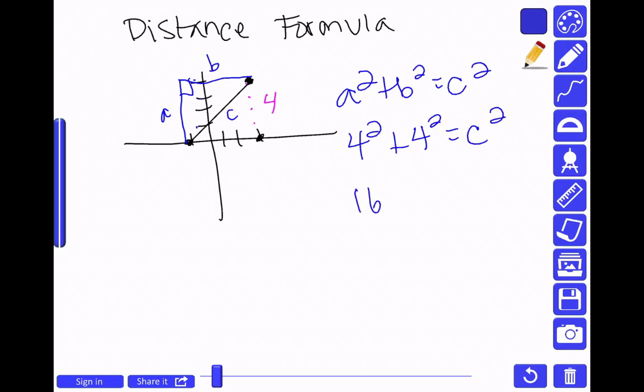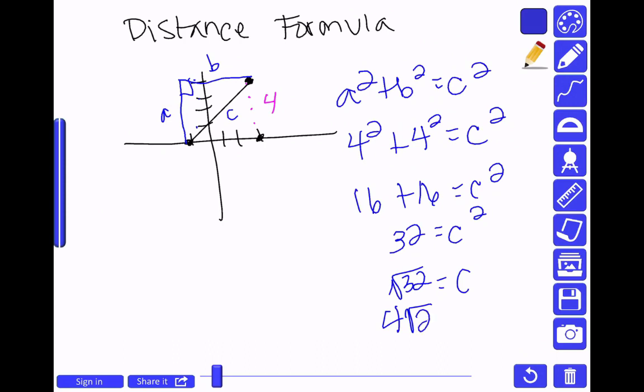So 4 squared is 16, plus 16 is C squared. That's 32 equals C squared. So C is the square root of 32, which I could simplify to be 4 square root of 2. Why? Because 4 squared is 16, and 16 times 2 is 32. So that would be the distance of C.